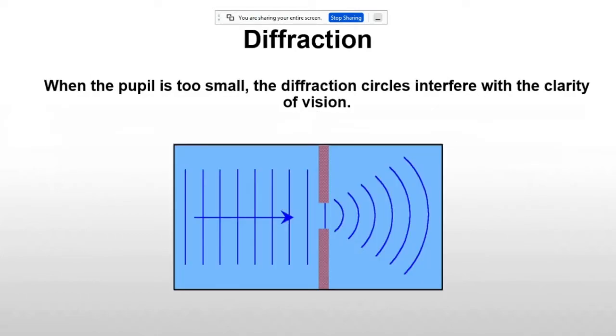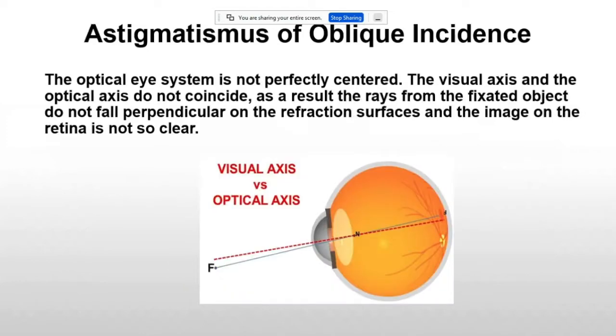What is diffraction? We said when light comes through a very small opening, circles appear around this opening, and it is what happens in the eye when we have a very small pupil. And this diffraction, these small circles around the opening that appear, interfere with the clarity of vision.